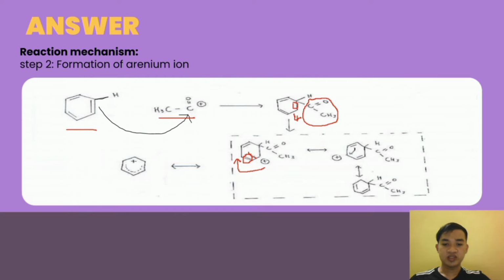Likewise, the double bond here gives 2 electrons here, so the positive charge will be moved to this part. So we get a new resonance structure like this, and the positive charge will be here. These three resonance structures are what we call the arenium ion.